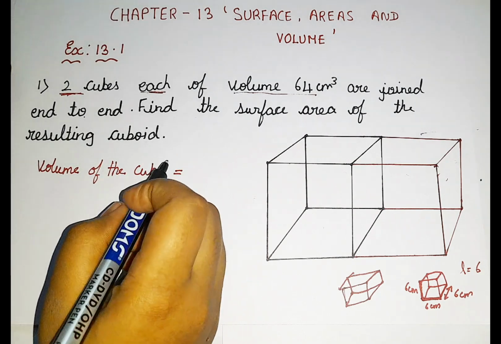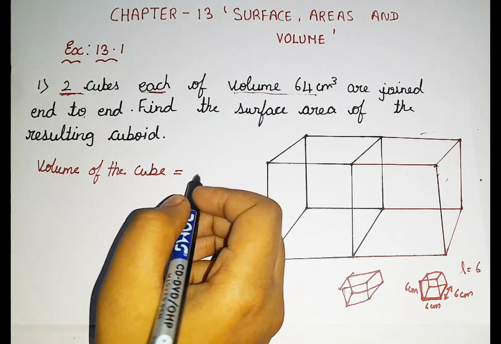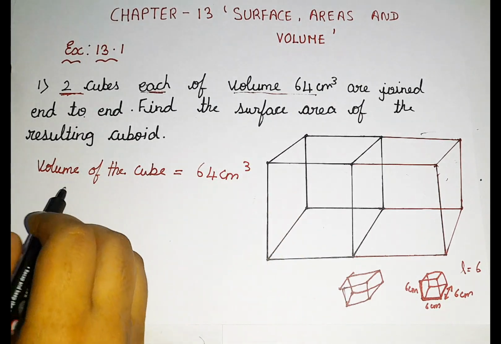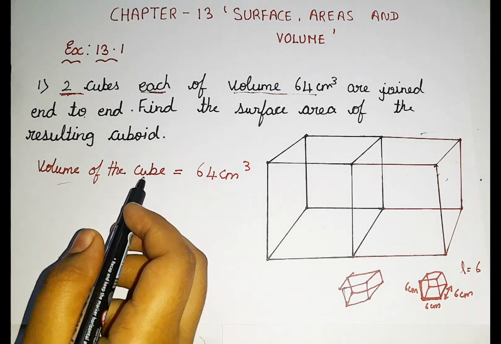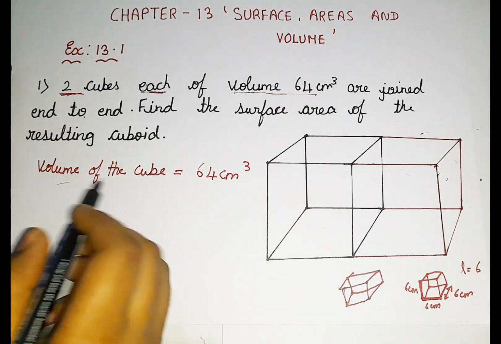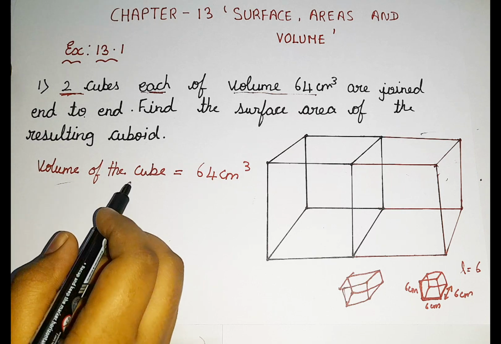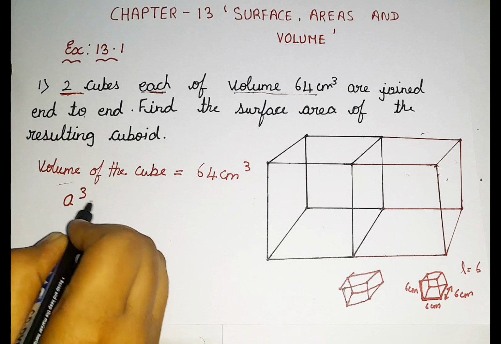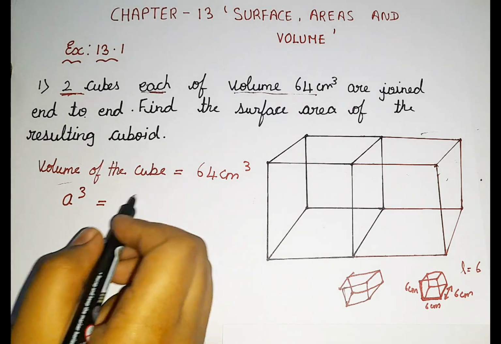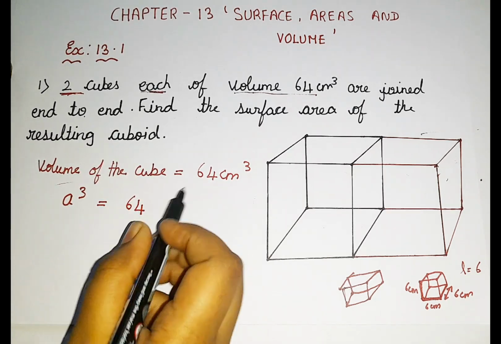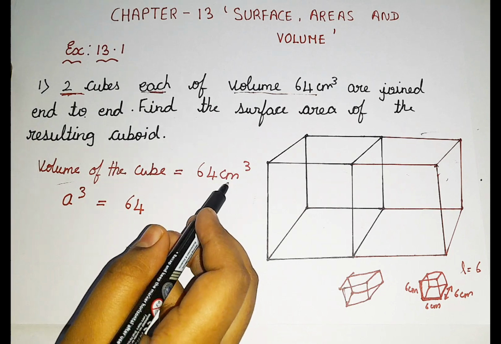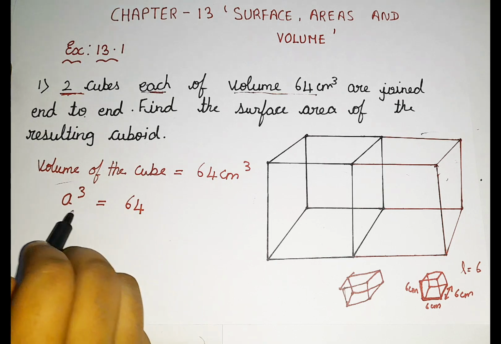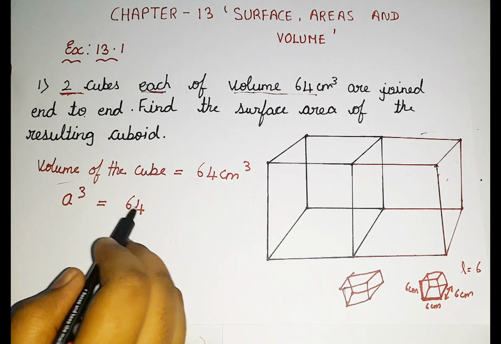So what is the volume of cube? They had already mentioned the volume of cube, that is 64 centimeter cube. What is the formula? If I write volume of the cube, you are supposed to write the formula right now. So the formula is a cube. This is a formula you are supposed to learn, and we can write 64 as it is. Centimeter cube, no need to mention right now; at the last we can just mention it. So now we got a cube is equal to 64.